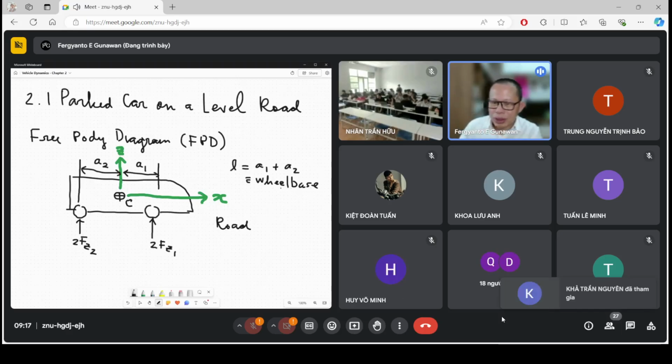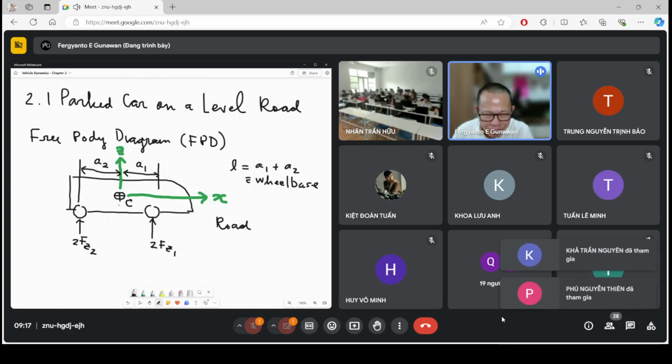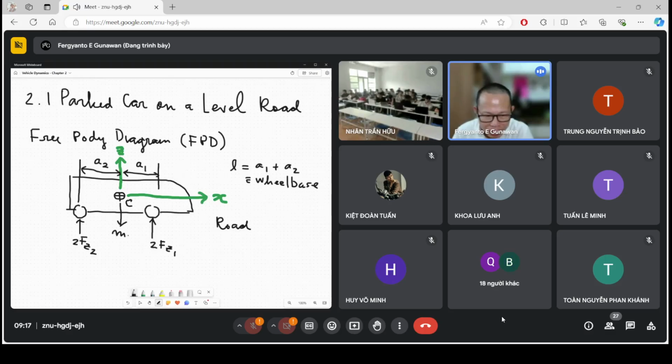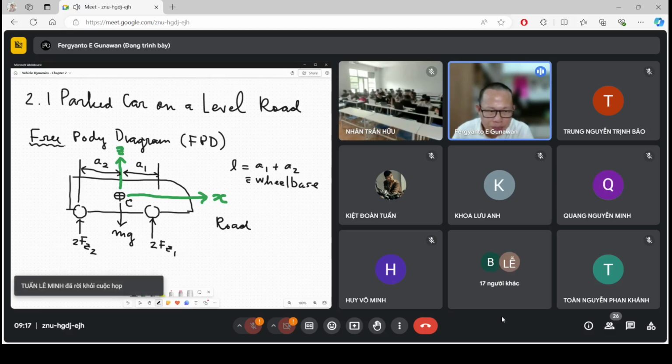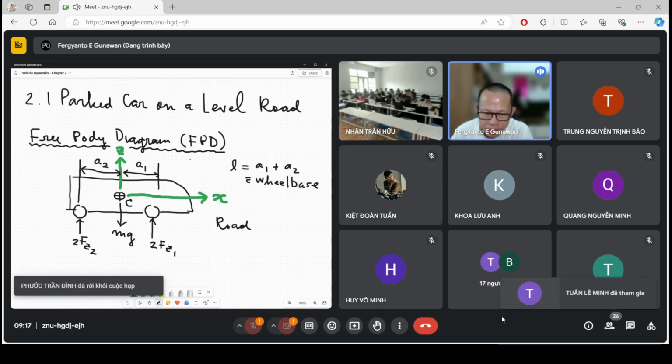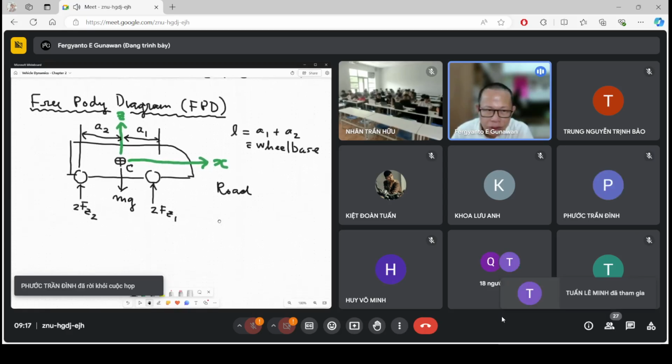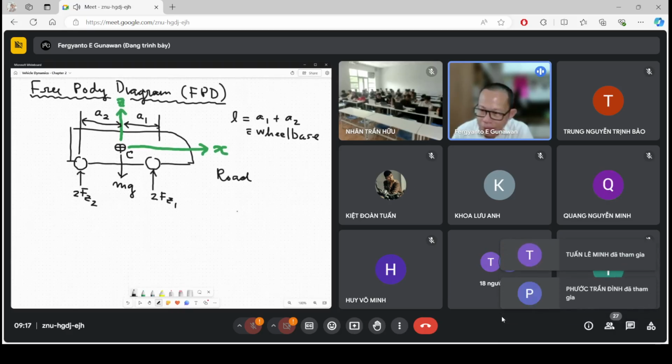It is the distance between the front and the rear wheel. And at the center, we have the weight of the vehicle, right? The weight of the vehicle is acting downward here, and the weight of the vehicle is m times g. Okay, so this is the complete free body diagram of a car, and now we are going to do some mathematics here.